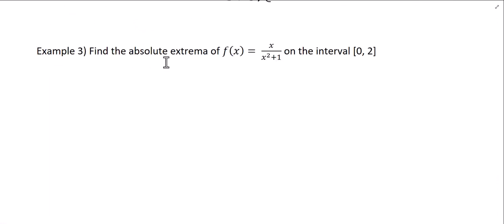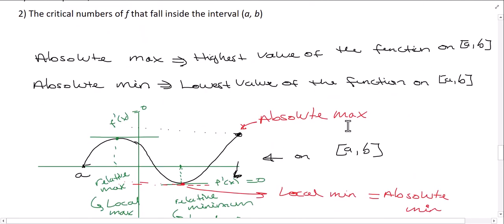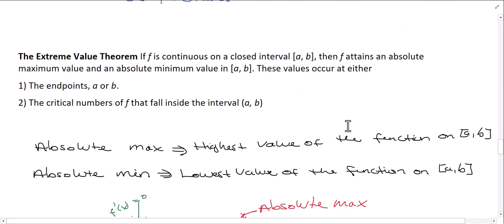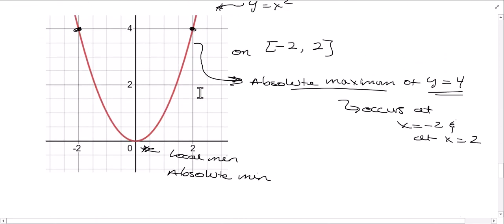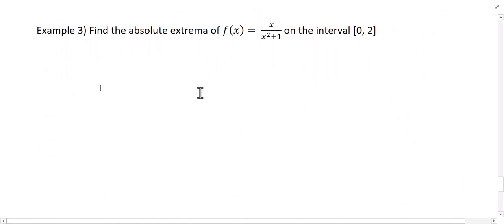All right, so find the absolute extrema of this function on the closed interval 0, 2. Now let's go back to the statement of the extreme value theorem. The extreme value theorem says if f is a continuous function in a closed interval, then f attains an absolute maximum value and an absolute minimum value in that closed interval. And those values occur either at the endpoints or at the critical numbers. So let's see if the theorem applies.